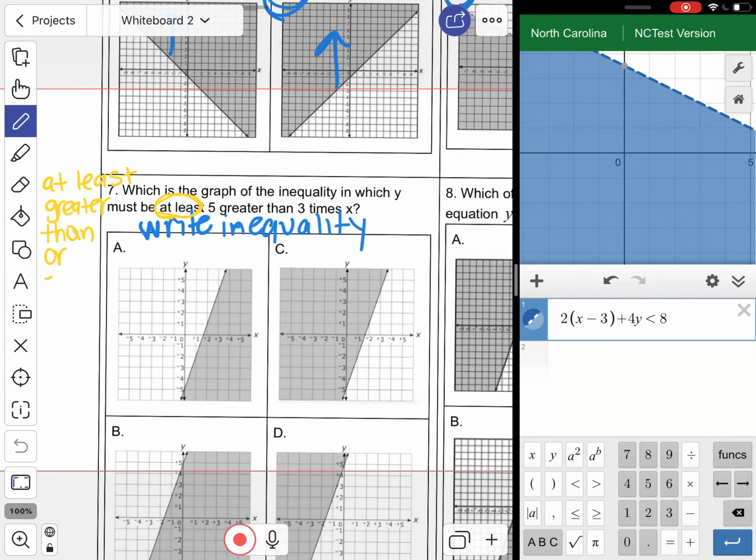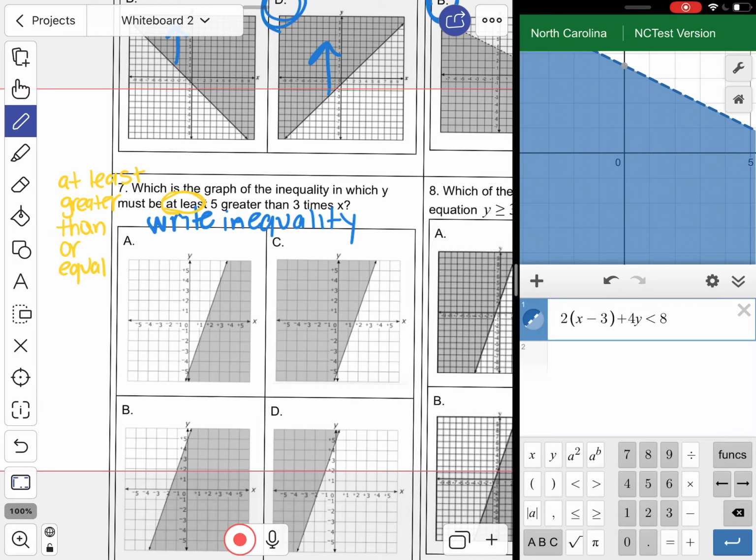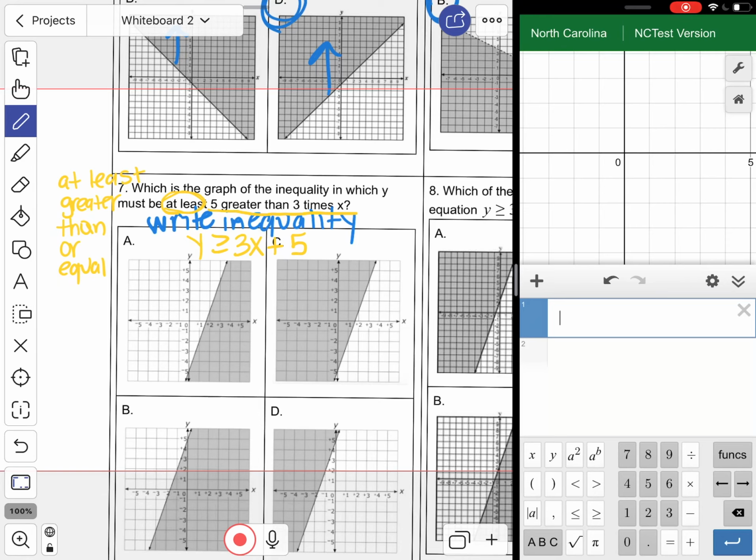Okay? So it always seems kind of backwards with the wording, but when you say it in a sentence, it makes sense. So if I say I have at least $5, I have $5 or more, which is greater than or equal to. So that means that my inequality is going to be y is greater than or equal to, and I have 5 greater than 3 times x. So greater than is going to be adding, so we're going to say 3 times x plus 5. And again, once we're able to write it, at that point, all we have to do is put it into Desmos.